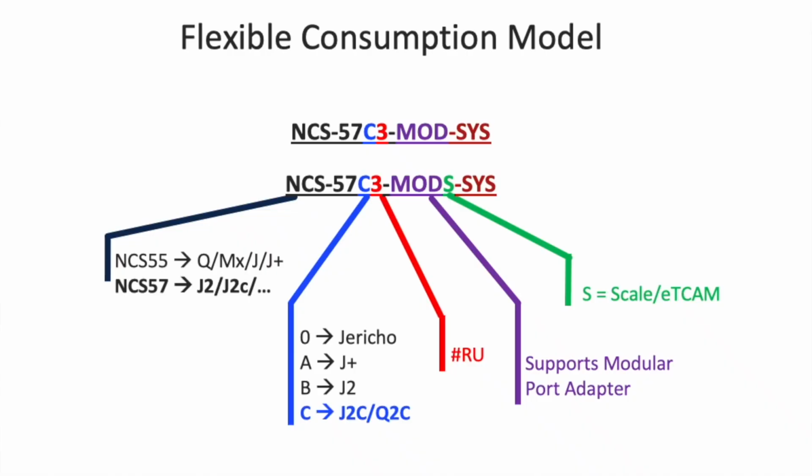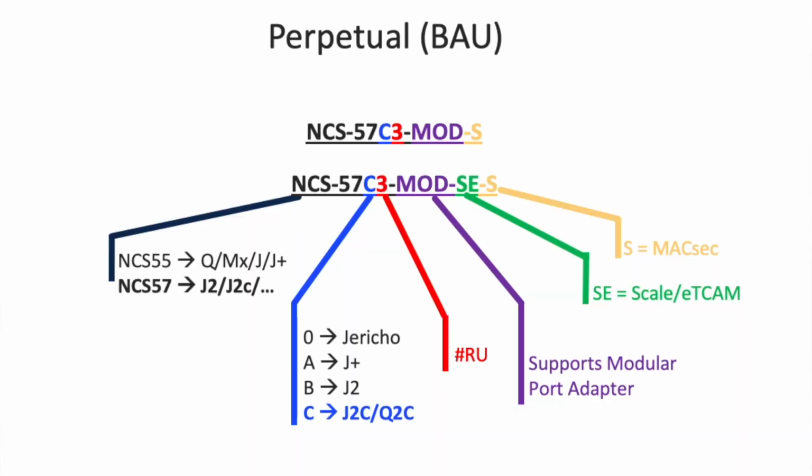In case you are still wondering, 57 refers to all the products built on the Jericho2 series of ASICs from Broadcom, and C specifically refers to J2C. 3 means the number of rack units of this chassis, and Mod represents its capability to support the modular port adapters.